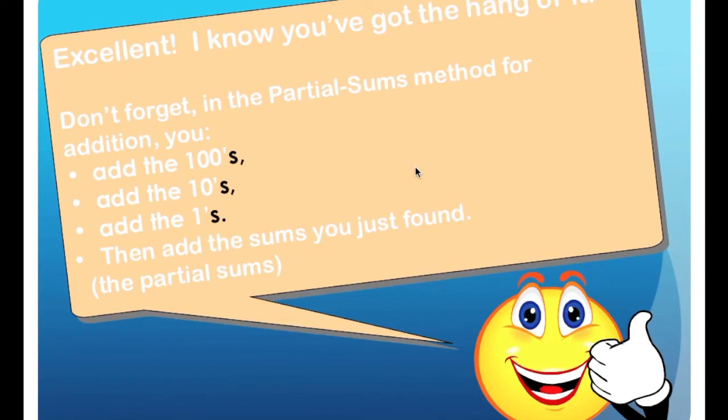Don't forget, in the partial sums method for addition, you add the hundreds, you add the tens, you add the ones. Then add the sums you just found, the partial sums.